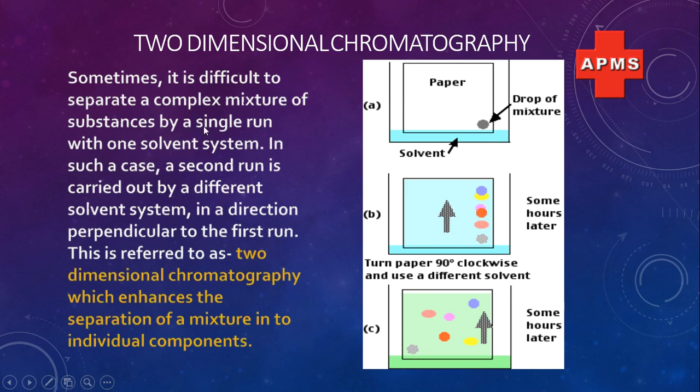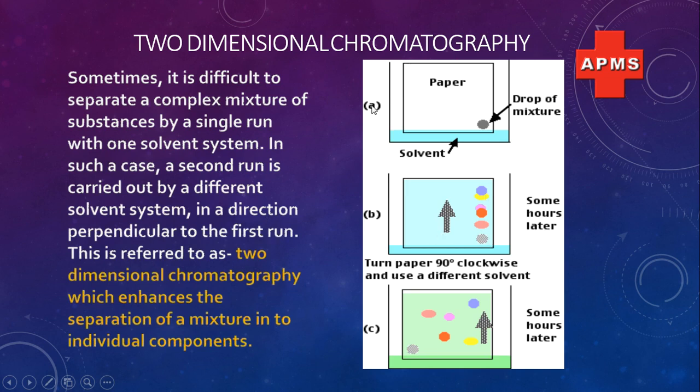A complex mixture of substances may not be separated by a single run with one solvent system. In such a case, a second run is carried out with a different solvent system. Here the solvent system should be changed. If we use the same solvent which we used in the first run, it cannot separate these two components which show almost similar properties for that particular mobile phase. So we have to change the solvent system in a direction perpendicular to the first run. So this is the first run.